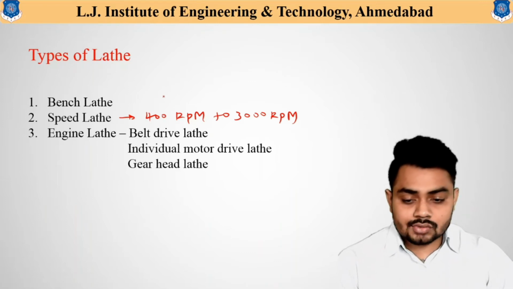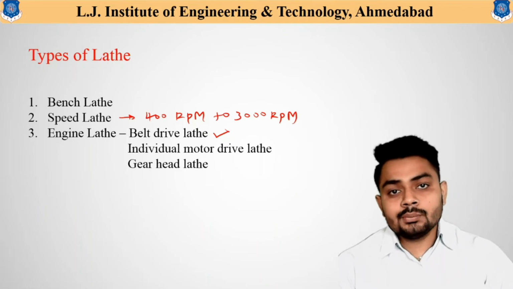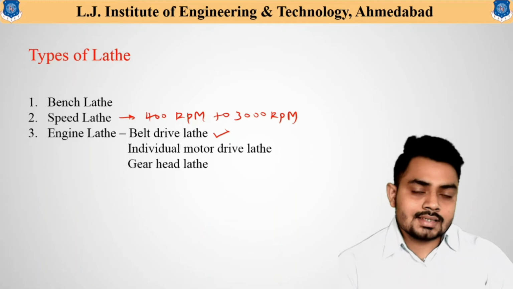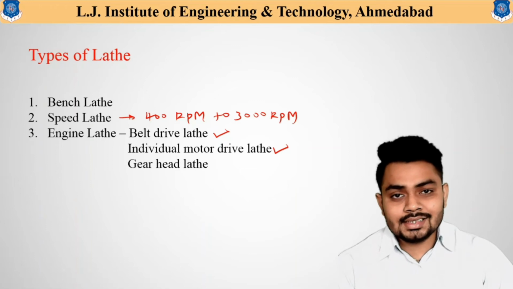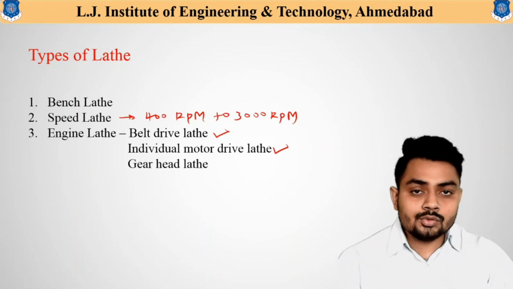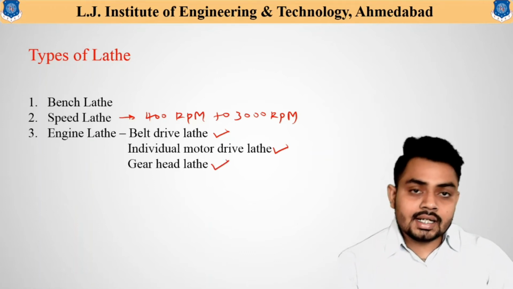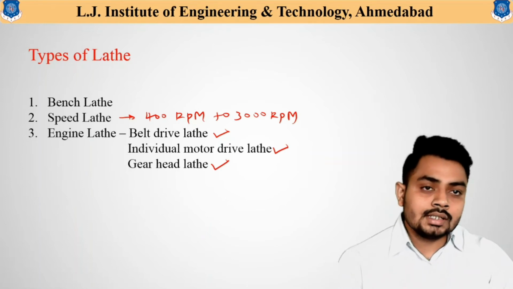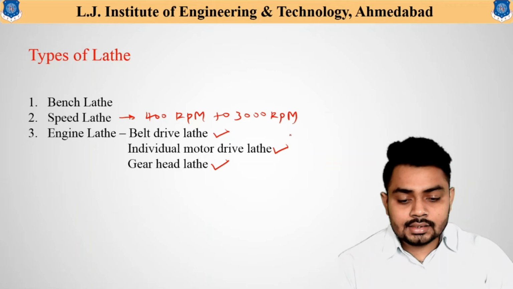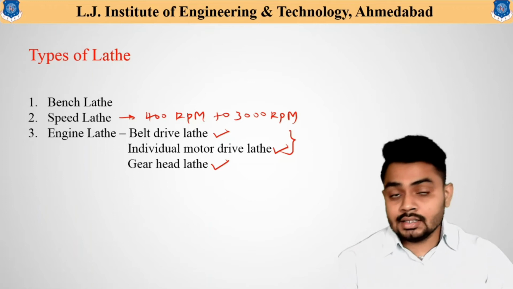The first one is the belt driven lathe. Here the power is transmitted from the motor to the workpiece by using a belt and drive assembly. The second one is the individual motor driven lathe. From the name you can easily understand that an individual motor is provided to give motion to the workpiece. The last one is the gearhead lathe. That means a gearbox or gear mechanism is provided to give different movements to the workpiece, and speed variation can easily be obtained in these three variations. These are the three main types of engine lathe available in the market.